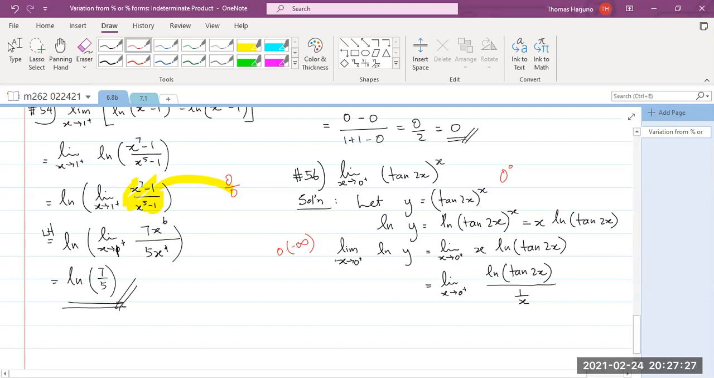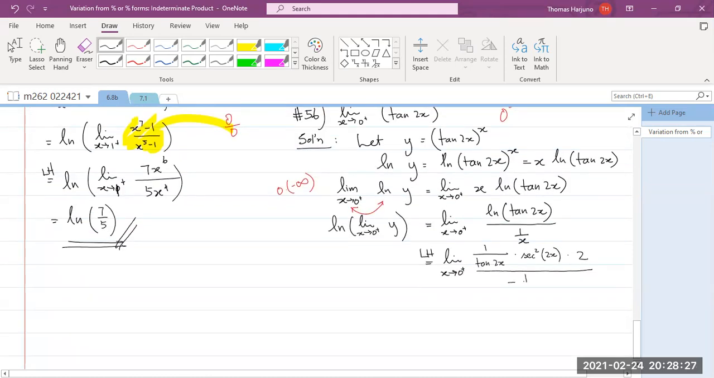Now, on the left-hand side, limit of natural log, we can switch, but you need to explicitly show that in the step. So I will show limit of natural log is natural log of limit. Now, the top and the bottom both go to infinity, so I apply L'Hôpital's Rule. The derivative of natural log is 1 over tangent 2x times the derivative of tangent, which is secant squared 2x, times the derivative of 2x, which is 2, over the derivative of 1 over x, which is negative 1 over x squared.